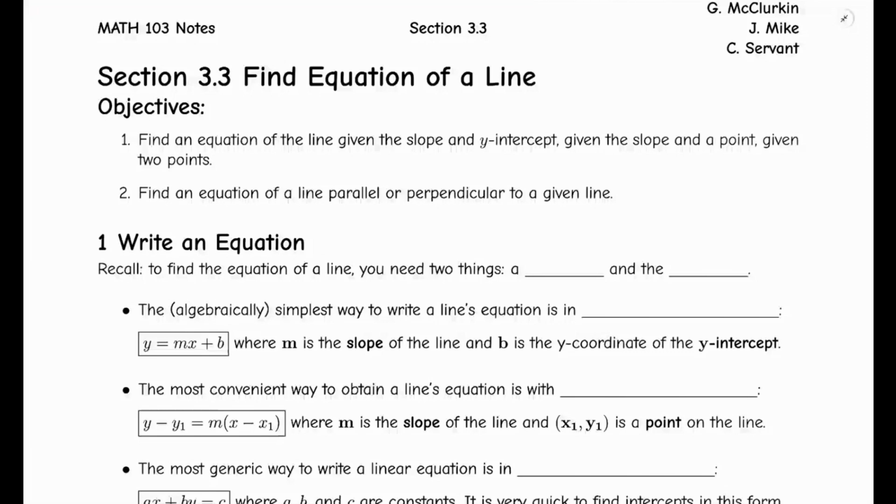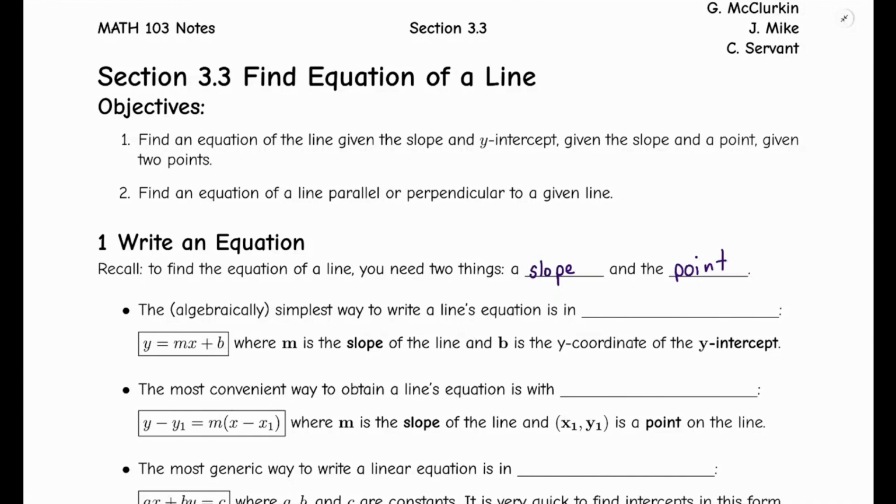Hello, this is the start of section 3.3, find equation of a line. Part 1, write an equation. Recall, to find the equation of a line, you need two things: a slope and a point.